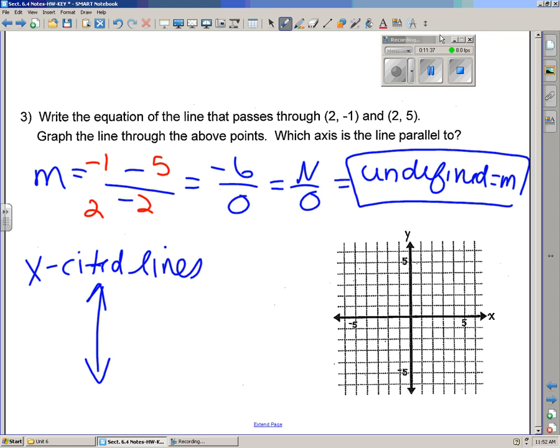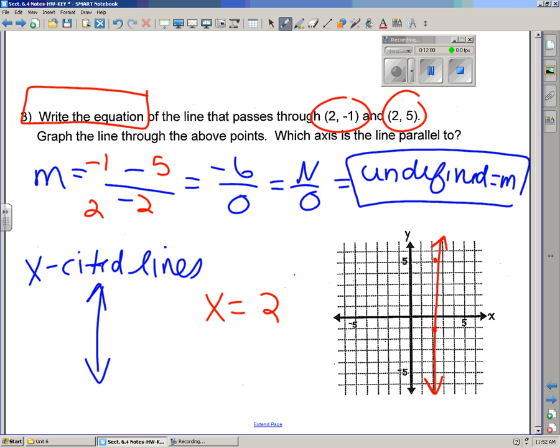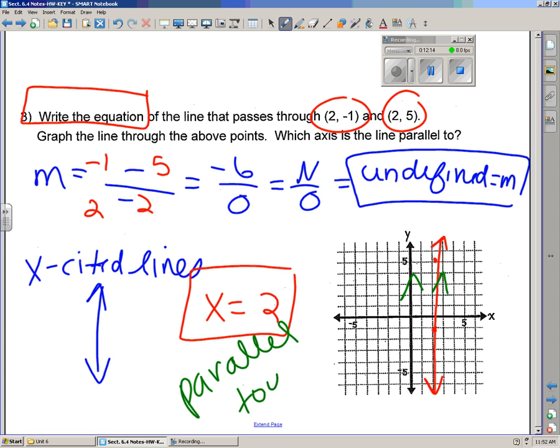So we should be able to graph this vertical line, and it should be pretty clear where the line's going to be or the equation of it, but just in case, plot this first point, 2, -1, there it is. Plot your second point, 2, 5, there it is, and there's your vertical line. Now remember, the equation of an excited line is x equals, and in this case, because both x coordinates are 2, there's your equation. It does ask you which axis is the line parallel to, and the line happens to be parallel to the y-axis.